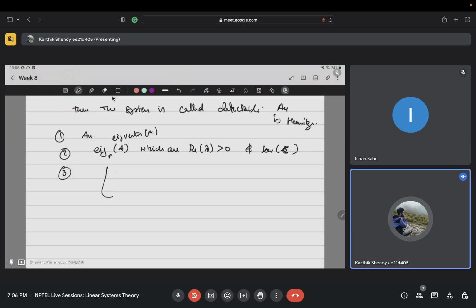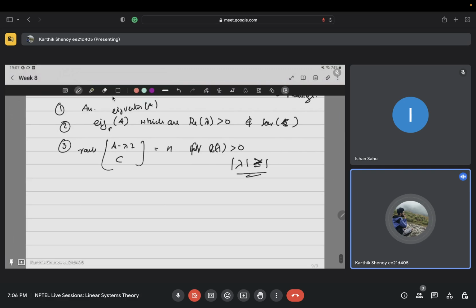And third is PBH. So the same thing, the rank of A minus lambda I should be equal to n for real part lambda greater than 0 for the continuous time case. For discrete time, the absolute value should be greater than or equal to 1. Okay. So that's the thing.